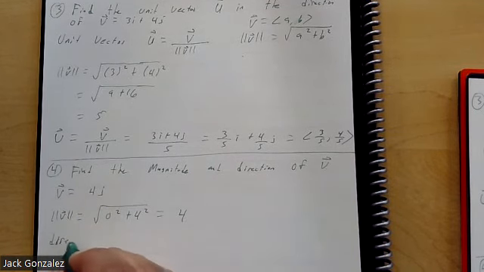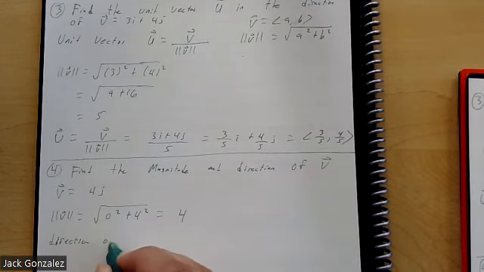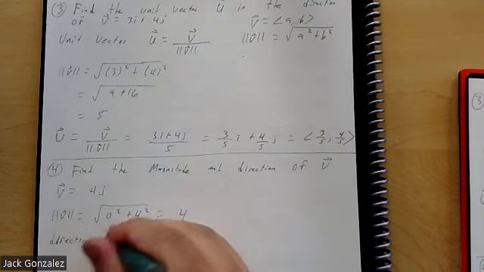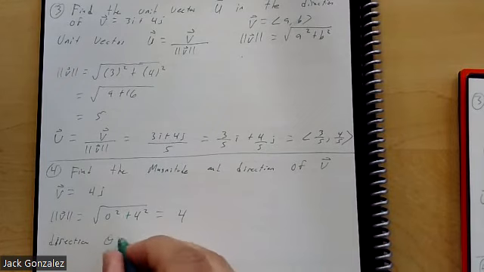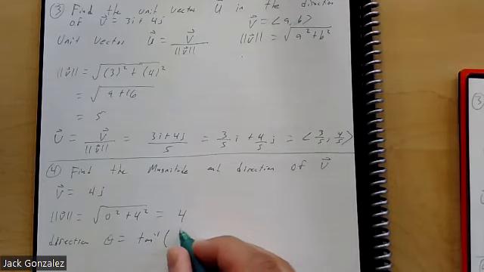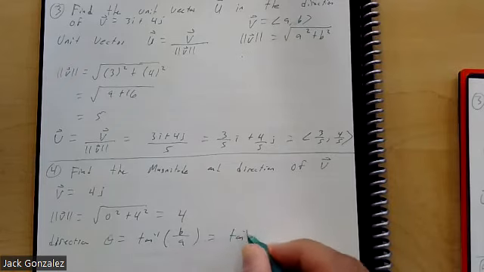Direction, or angle of the vector, is going to be theta. So that's tangent inverse of b over a. But notice how we have an issue.